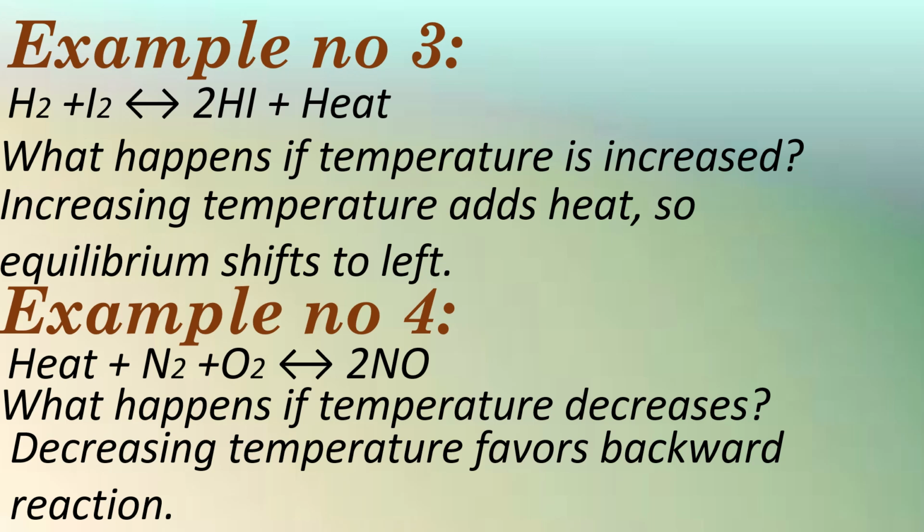Example number 4. Heat plus nitrogen gas plus oxygen gas gives 2NO. So this is an endothermic reaction. Endothermic reactions are those which occur by absorption of heat. What happens if temperature decreases? Because this reaction occurs in the forward direction by absorption of heat, if we decrease temperature, the backward reaction occurs and more nitrogen and oxygen are formed.